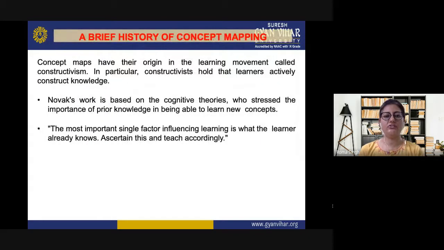Concept maps have their origin in the learning movement called constructivism. In particular, the constructivists hold that learners actively construct their knowledge. Novak's work is based on cognitive theories, which stress the importance of prior knowledge in being able to learn new concepts. So while planning or preparing a concept map, we have to link the new knowledge with our prior knowledge. The most important single factor influencing learning is what the learner already knows; ascertain this and teach accordingly.